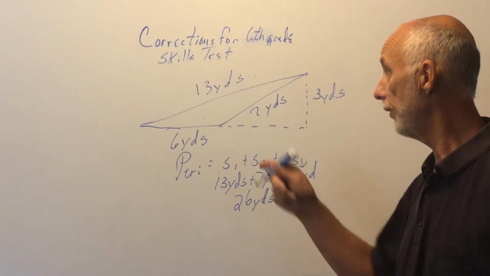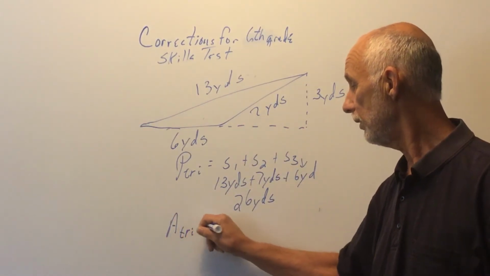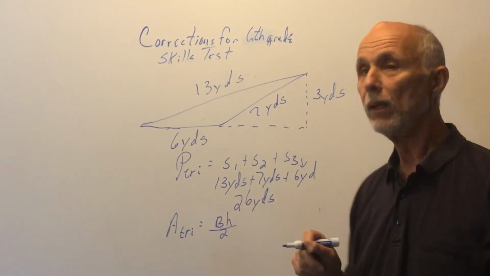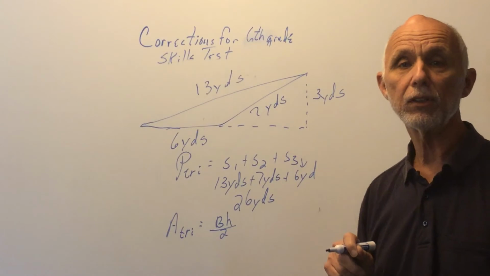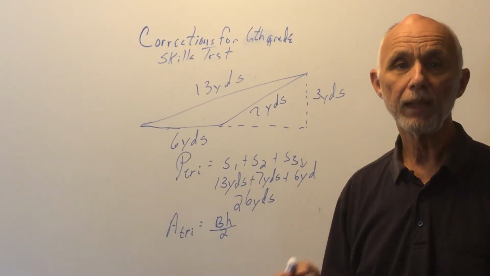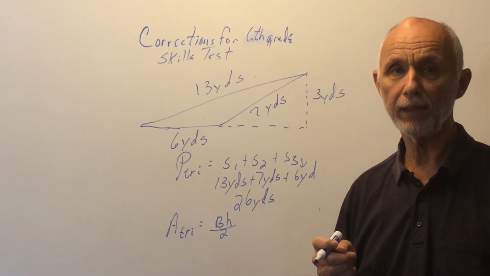Again, no one asked for the area of this one, but the area of a triangle is equal to base times height divided by 2. On the formula sheet I gave you, it says 1/2 times base times height, but that's the same thing, because to multiply by 1/2 and to divide by 2 are the same thing.